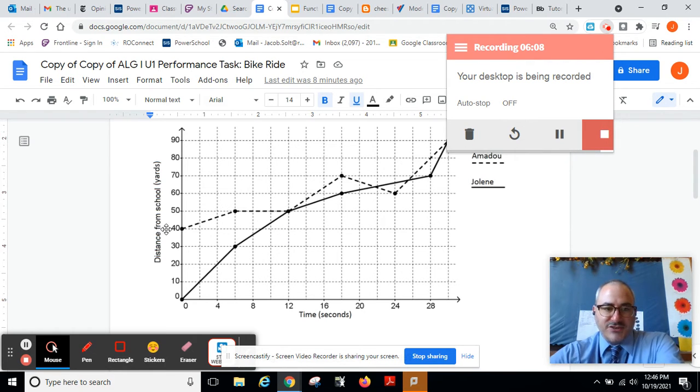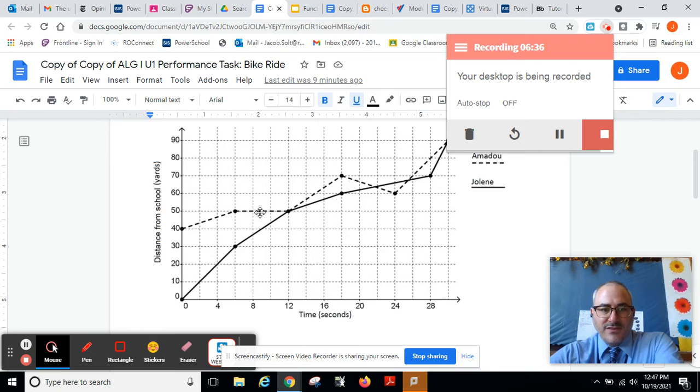Let's see. This is interesting right here. I noticed that with Amadou, the line actually stops going up and starts to go down for a little bit. What does that mean? If the line going up means Amadou was getting further and further away from school, what does it mean that this line went down? What's happening there? Well, if up is further away from school, then down would have to be closer to school. So Amadou must have turned around and moved closer to the school at this point right here.